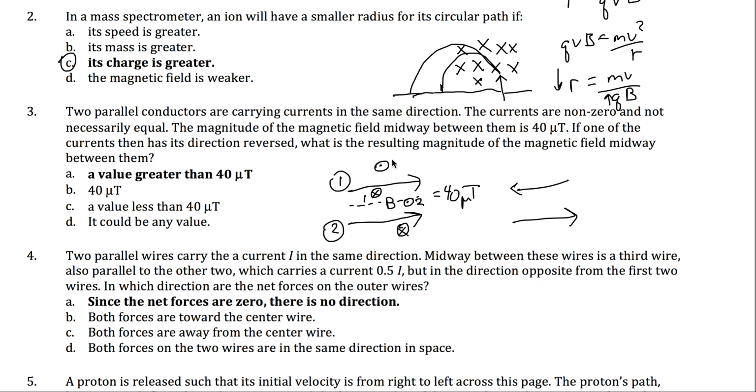If you want, you can consider that any field going into the page, let's say, is positive. I'm just arbitrarily choosing a positive and negative so you can see this differently. So that means B1 would be positive. And then when you're adding B2, since B2 is in the opposite direction, we'll call out of the page negative. That means you get B1 minus B2 equals 40. Since the fields are not the same because the currents are not the same, it doesn't equal 0.